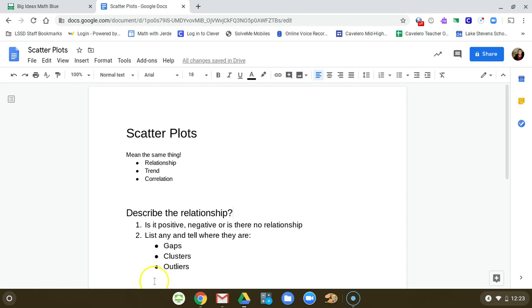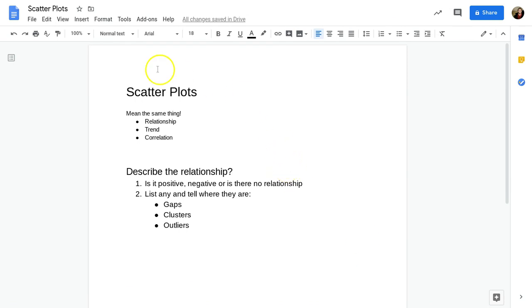We're going to be talking about scatter plots. So this is something you could definitely write down on a piece of paper for notes for chapter 9. Probably one of the most helpful things for this. There's a couple important words that you need to know when you're talking about scatter plots.